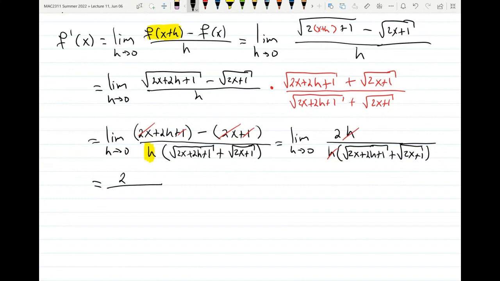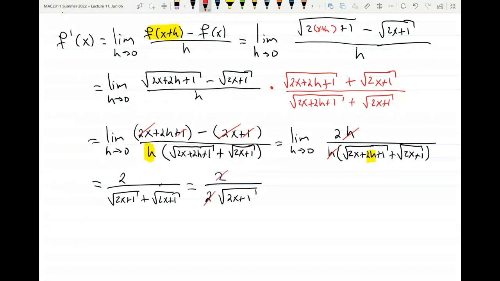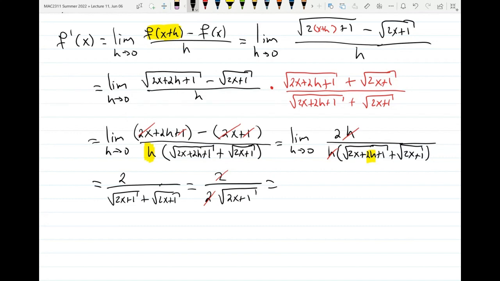You get 2 in the top, then what do you get in the bottom? Well, h approaches 0, so it's only this term right here that goes to 0. So this little guy goes to 0 in the limit, so the rest stays the same: 2x plus 1 plus square root of 2x plus 1. That's the same quantity, so we can combine it. And then notice how the 2's cancel out, and so we end up with 1 over square root of 2x plus 1, as your classmate said.